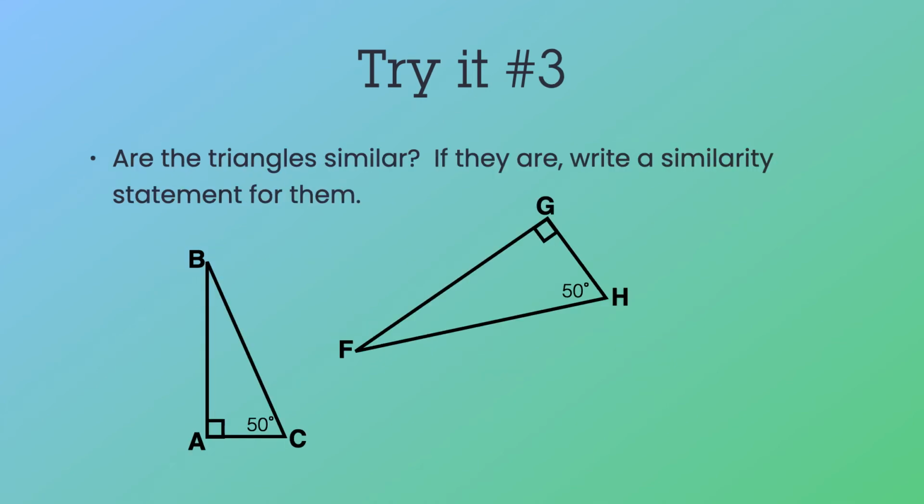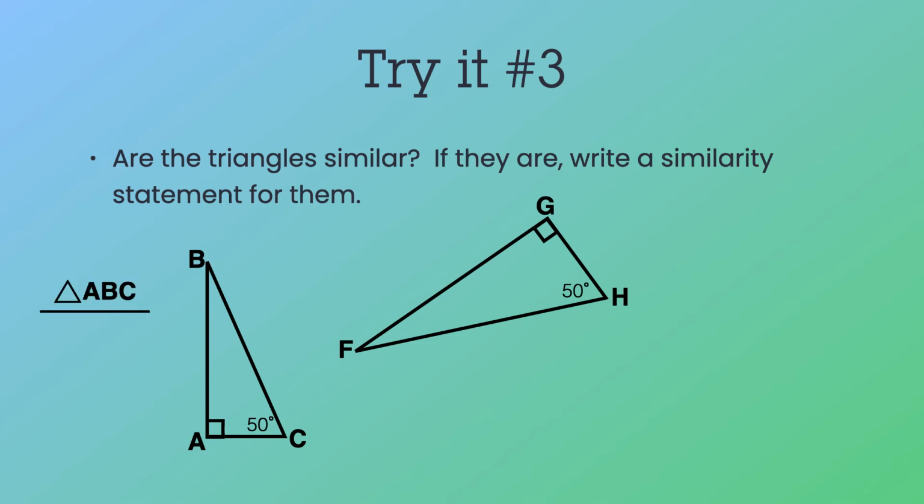Here's another one to try. Are these triangles similar? If they are, we're going to write a similarity statement for them. Now, one of the things you might notice is that there's only one number in each triangle. Those numbers are the same, but there's only one. Now, if you notice, though, they are both right triangles, so we really know two of the angles.